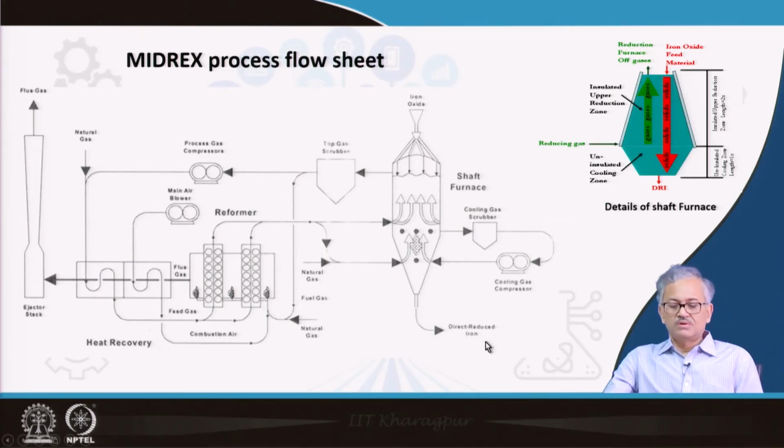And then the direct reduced iron comes out, and you can hot briquette it, or you can directly use the DRI. Okay.